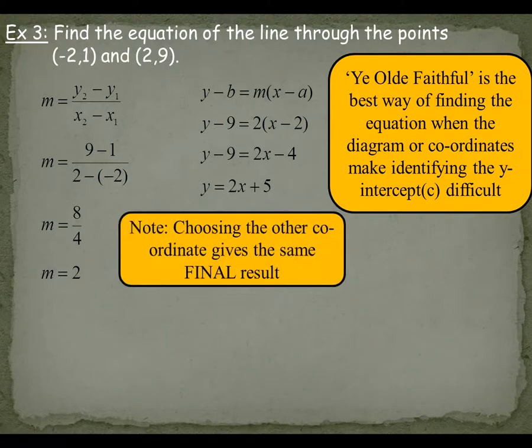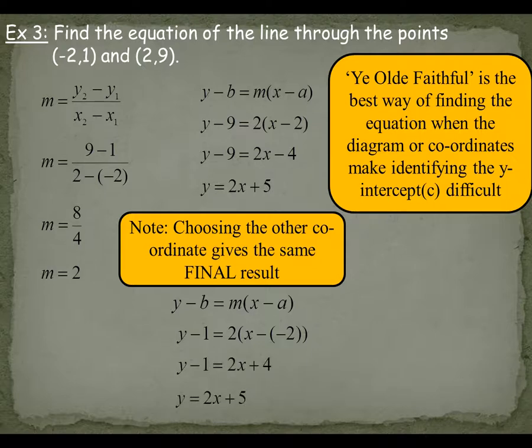Just to show you, if I'd chosen the other coordinate, minus 2, 1, it gives the same result. Subbing in the minus 2, 1, again watch out for the double negatives. Rearranging, I get y equals 2x plus 5, which is the same as above. So it is open to whatever coordinate you want to use, as long as that coordinate lies on the line for which you're trying to find the equation.